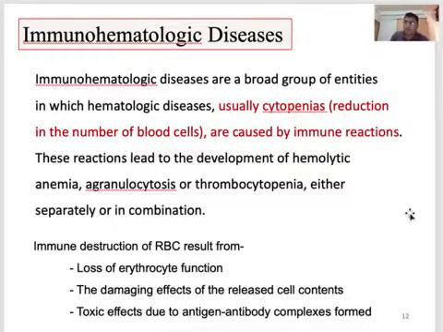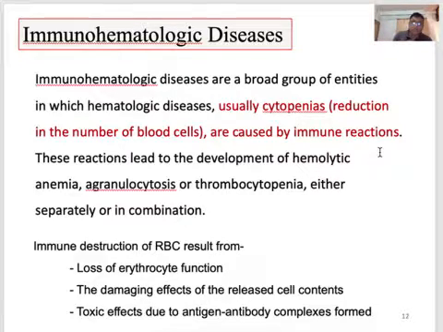We already know what immunohematologic diseases are. However, we can define it this way: immunohematologic diseases are a broad group of entities in which hematologic diseases, usually cytopenias, reduction in the number of blood cells, are caused by immune reactions. Usually the number of blood cells decreases because of the immune response. The immune response causes cytolytic reactions which lyse the blood cells. So that's why their number decreases.